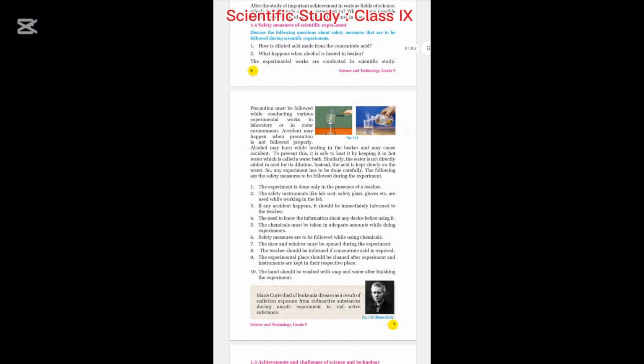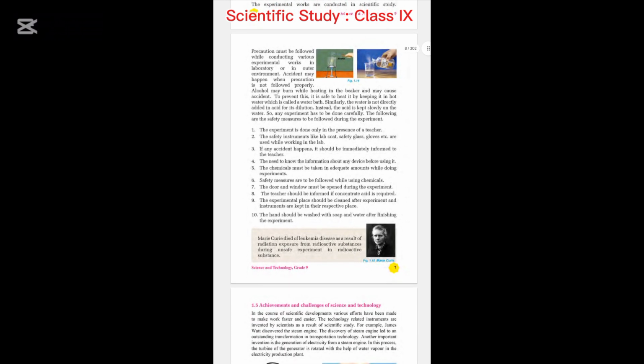One needs to know the information about any device before using it. The chemicals must be taken in adequate amounts while doing the experiment. Safety measures are to be followed while using chemicals. The door and window must be opened during the experiment. The teacher should be informed if an exit is required. The experimental place should be cleaned after the experiment and instruments are kept in their respective places. The hands should be washed with soap and water after finishing the experiment.